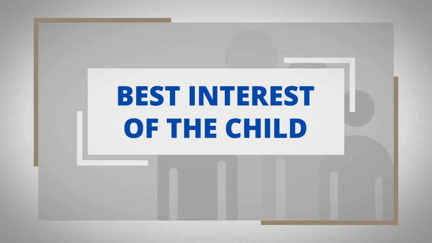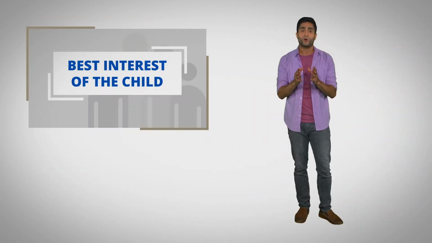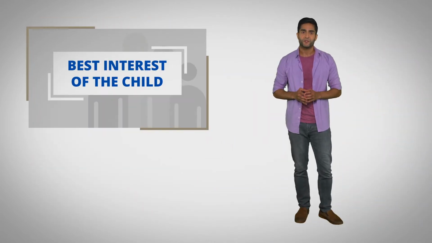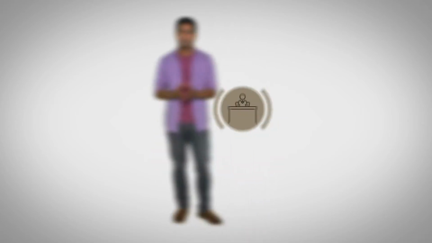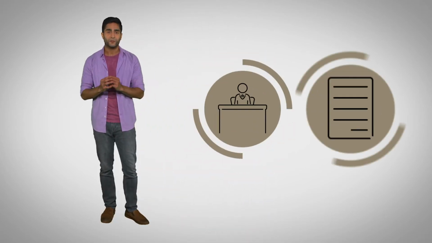First, let's look at what the court means by the best interest of the child. The court always considers the best interest of the child when reviewing a parenting plan. Most people have heard this term, but few understand that it has a legal definition that includes specific factors that a judge thinks about when reviewing your plan.